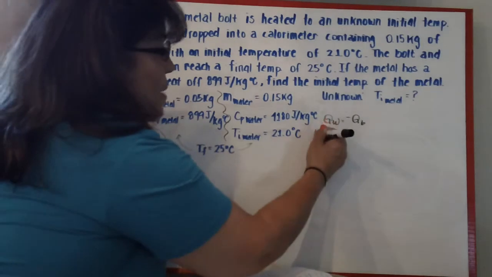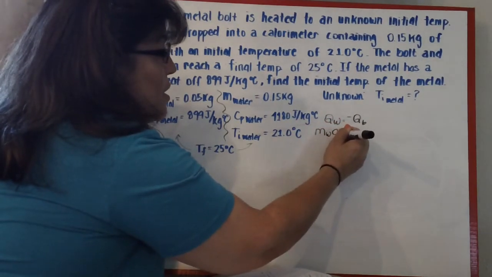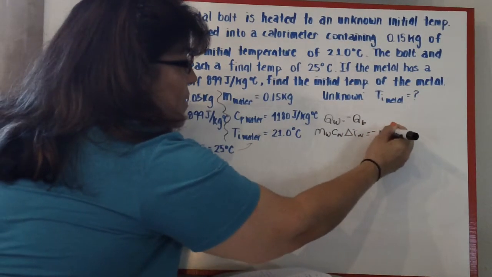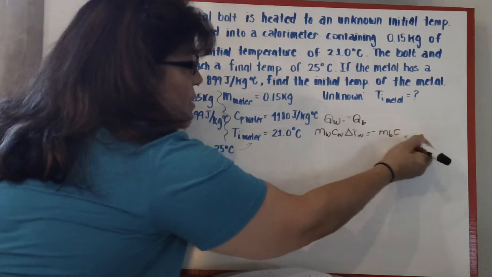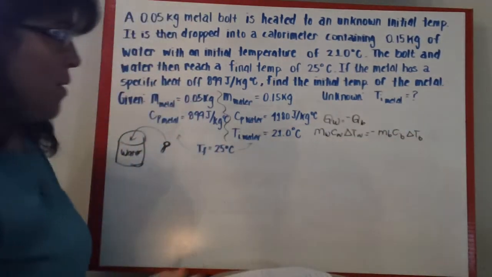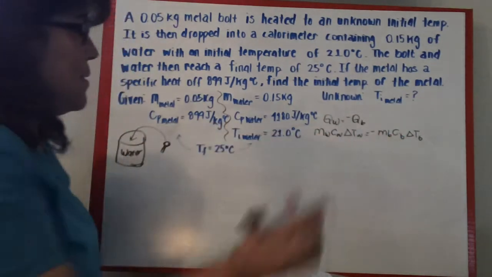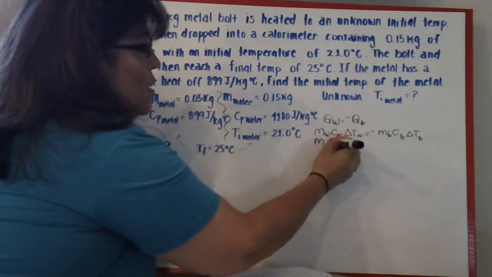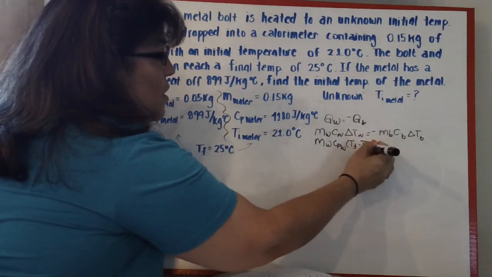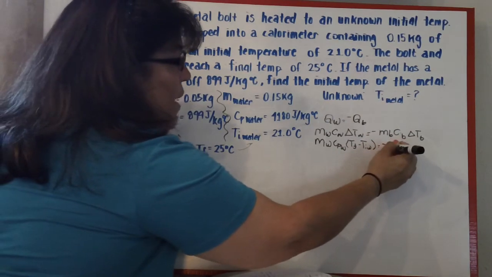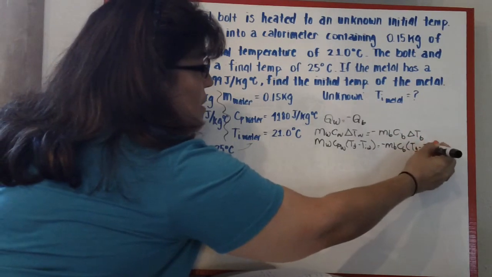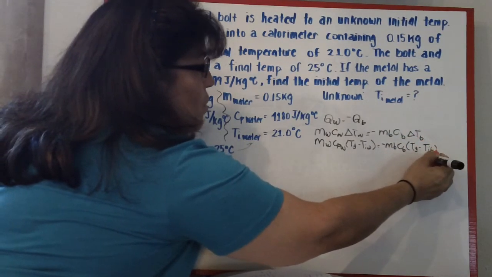So we can say that the mass of the water times the CP of the water times the delta T of the water is equal to the negative mass of the bolt, times the CP of the bolt, times the change in temperature of the bolt. Okay, and what we're looking for is that initial temperature. So we have mass of the water, CP of the water, T final minus T initial of the water equals negative mass of the bolt, CP of the bolt, and T final minus T initial of the bolt. This is what we're looking for.